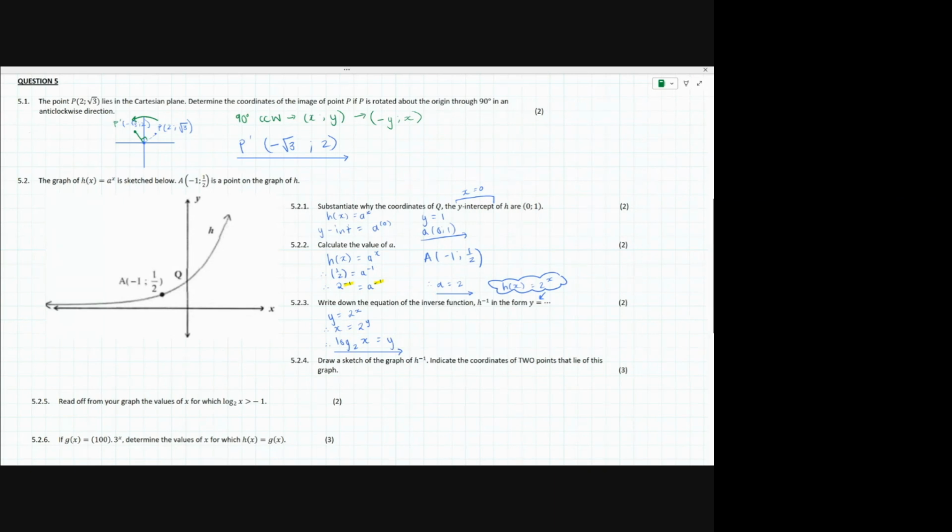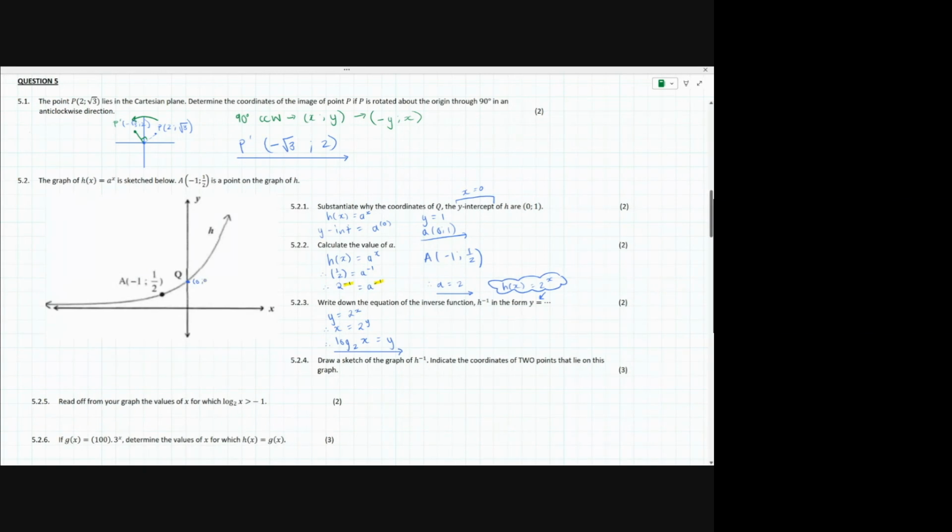So the next question says, draw a sketch of the graph of h to -1. Indicate the coordinates of 2 points that lie on this graph. Right, I'm just going to draw this graph on the axis that I have already. You would be given a diagram sheet, so don't stress about it, but I'm going to draw it here.